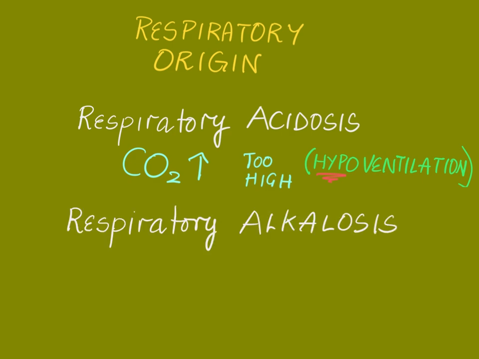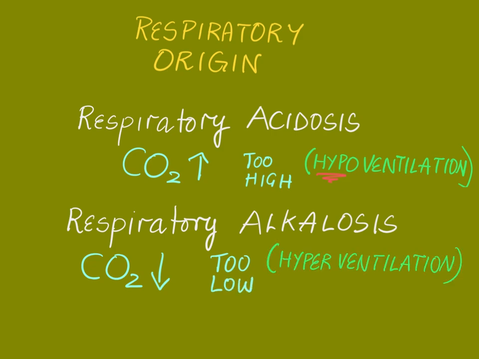Respiratory alkalosis is the opposite. There is too little carbon dioxide in the blood, and when carbon dioxide levels are too low, less carbonic acid is made, and so the blood is more alkaline. This is due to hyperventilation or too much breathing. This can happen in situations of stress or even at high altitude.